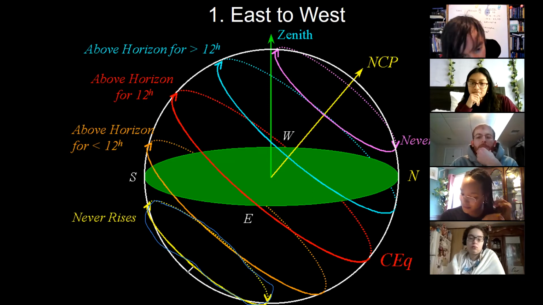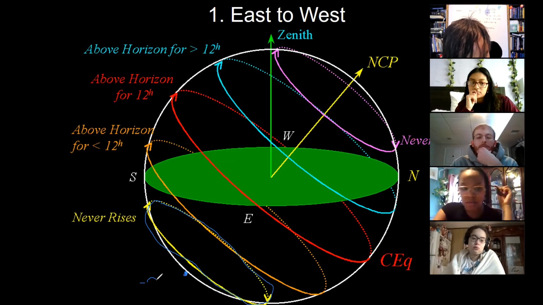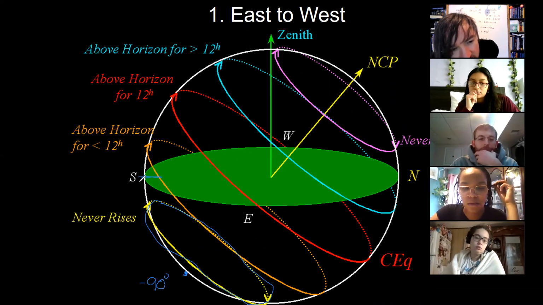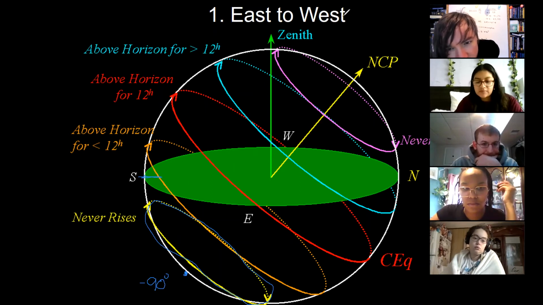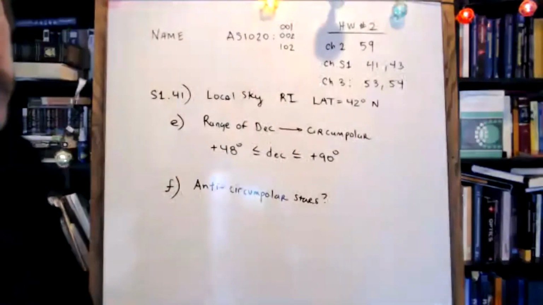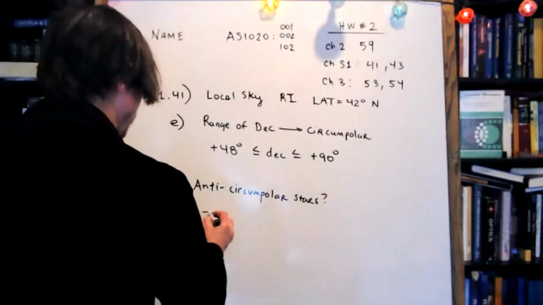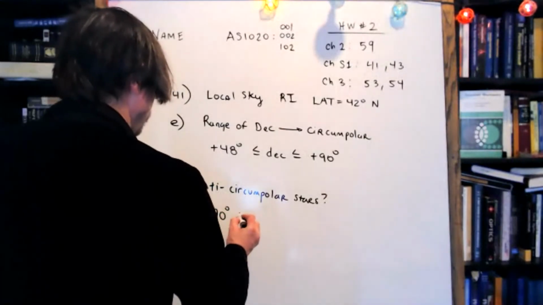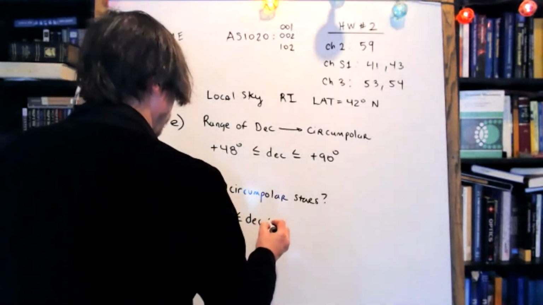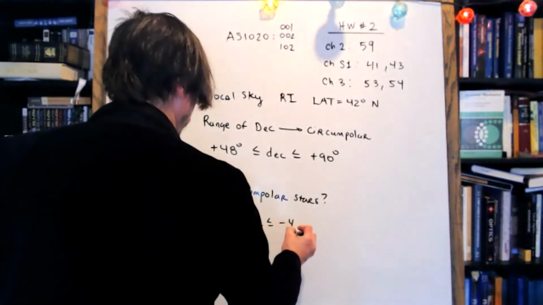Now, the range of declinations would go from the south celestial pole, which is negative 90 degrees, all the way up to stars which just touch the southern horizon, and that's negative 48 degrees. So it's basically the opposite of the original question. It's minus 90 degrees to minus 48 degrees.